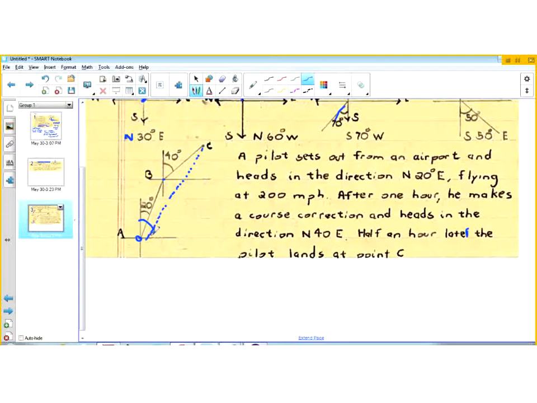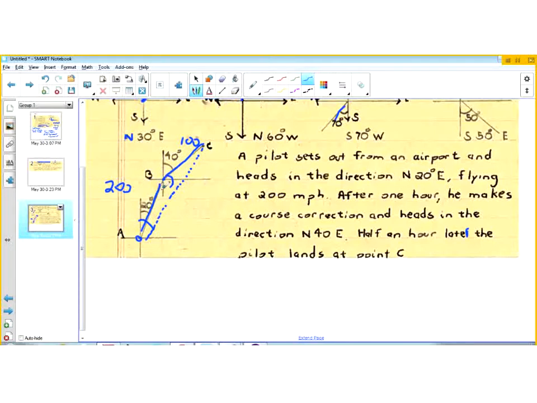So the length of AC we can find using the law of cosines. So let's see, he travels the first leg of his route at 200 miles per hour for 1 hour. So this leg length will be 200 miles. And then he makes a course correction, and half an hour later, he travels, let's see, is that right? No, half an hour, so he travels 100 miles in this direction. So he's traveling at constant speed. So in half an hour, at 200 miles per hour, he travels 100 miles.